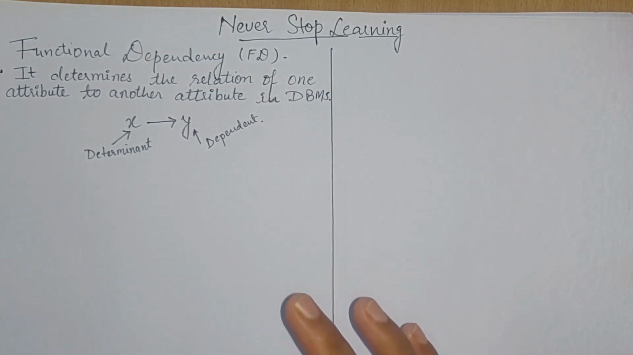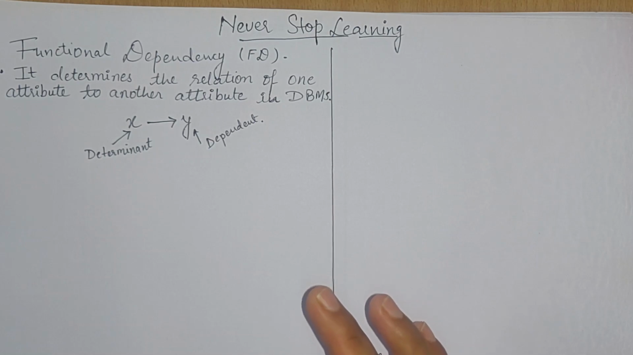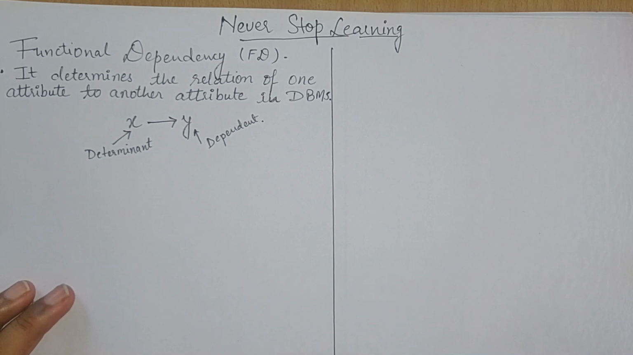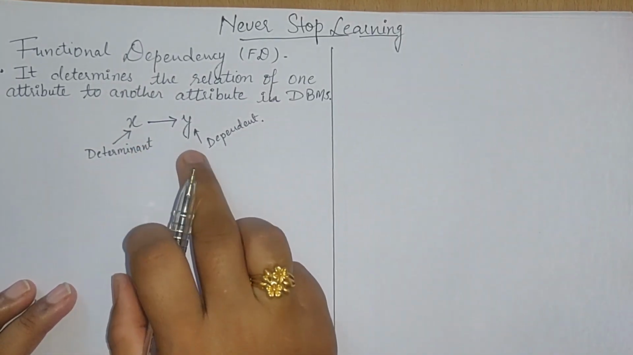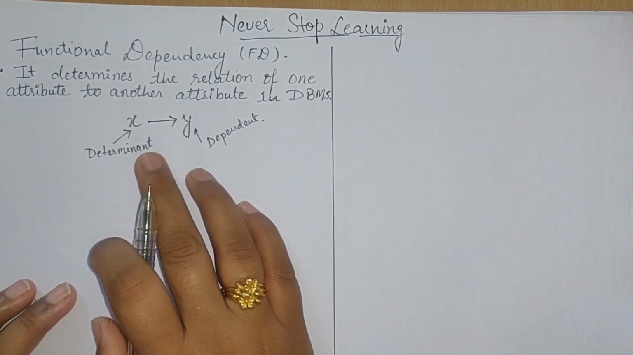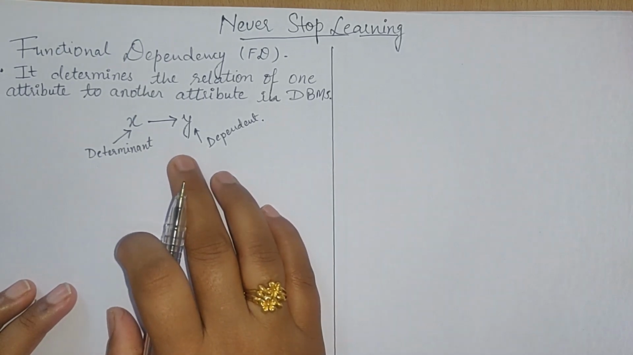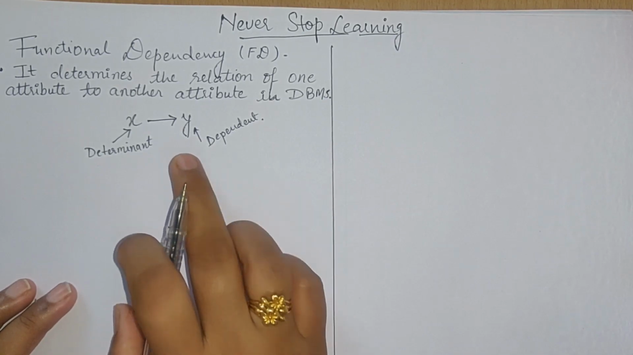Now understand all these things with an example, but let me give you one formal definition of functional dependency also. Functional dependency is the set of constraints between two attributes. Two attributes or more than two attributes also can be possible. So functional dependency is a set of constraints between attributes in a relation. Functional dependency says that two tuples have the same value for the attribute.